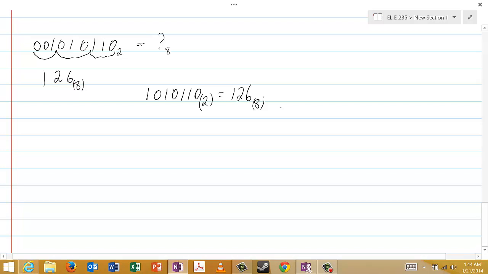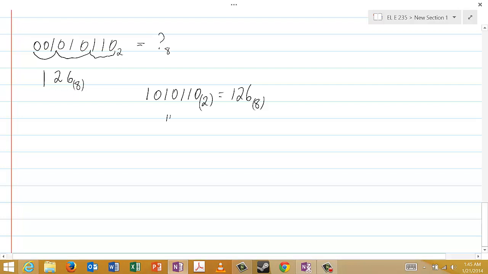And again, the way that we got that was just by observing that 8 is equal to 2 to the third power, and then we took the digits in the binary number in groups of 3 and converted each group separately to the appropriate number in base 8. Now, you're probably skeptical about this. You might not believe that it gives us the right answer, but let's check and see.